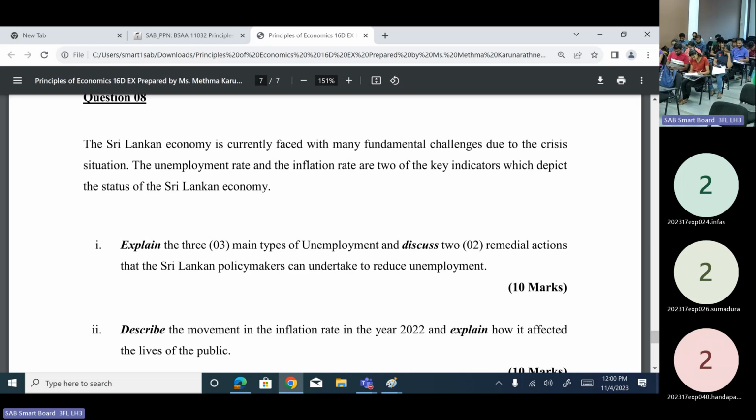Alright, so let's discuss. Describe the movement in the inflation rate in the year 2022 and explain how it affected the lives of the public. So what happened in 2022? We faced a severe forex crisis. We faced a public debt crisis. Can you remember? And that affected our macroeconomic variables.